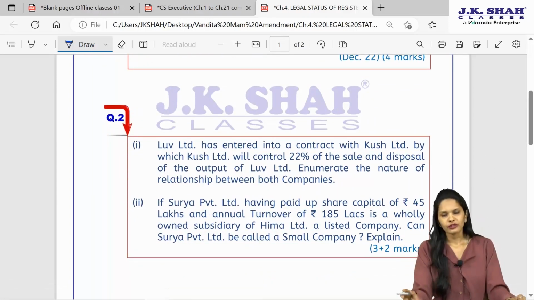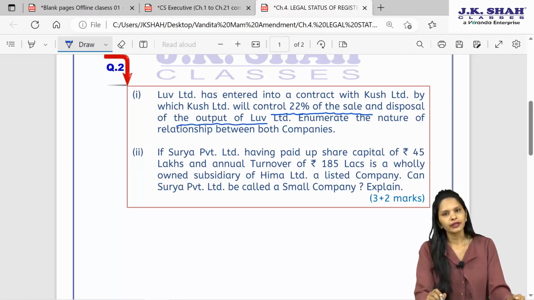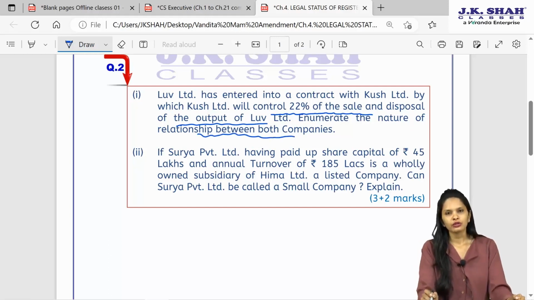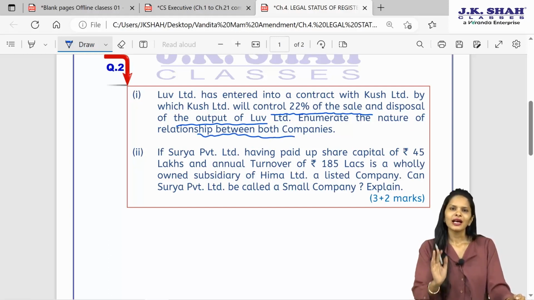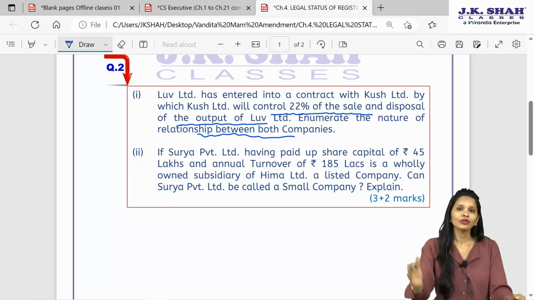Let us go to the next question. The next question says that Love Limited has entered into a contract with Kush Limited, by which Kush Limited will control 22% of the sale and disposal of the output of Love Limited. So enumerate the nature of the relationship between the companies. When it comes to relationship, the companies are divided into holding, subsidiary and associate companies. So Love and Kush are not holding and subsidiary companies, because for a subsidiary we require more than half of the voting rights.